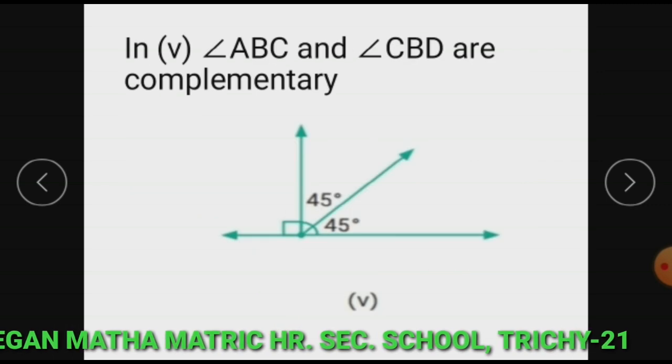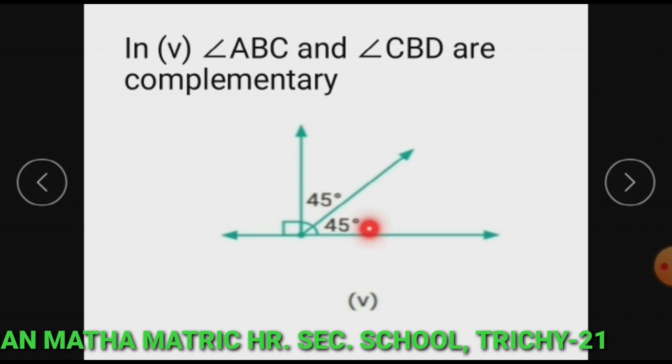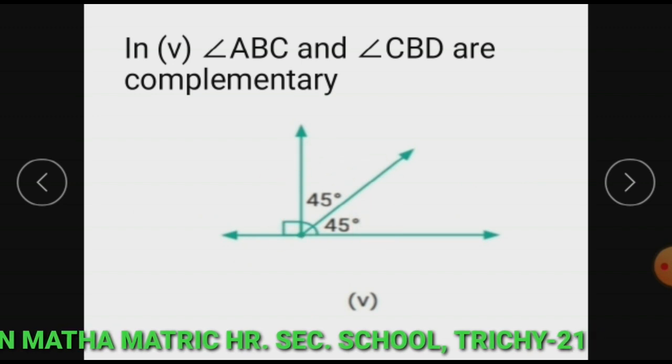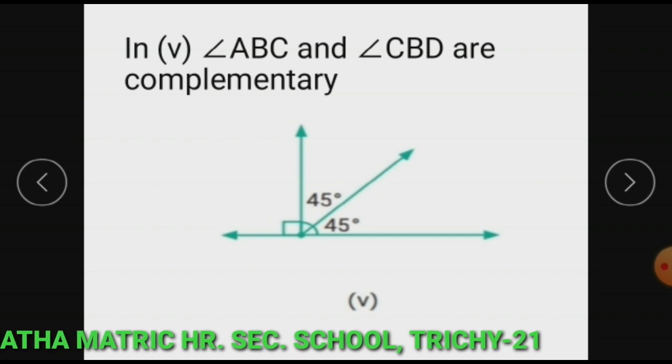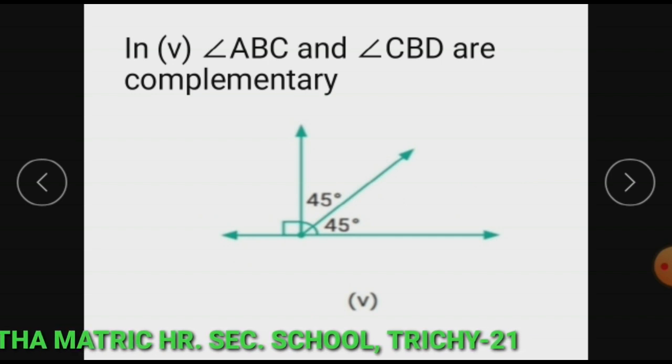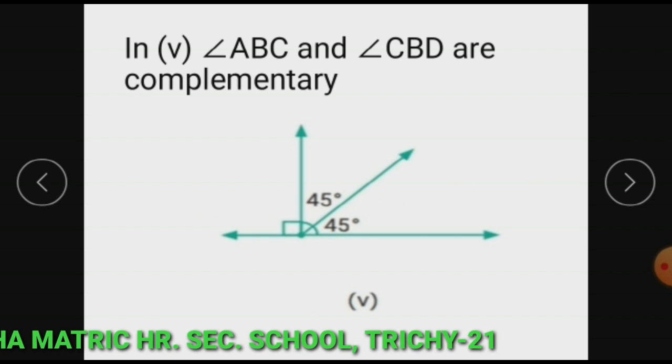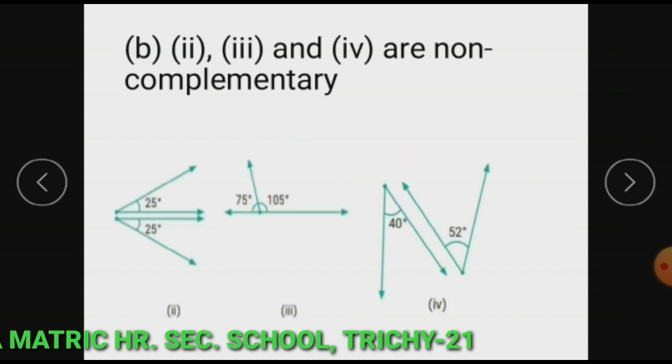In figure 5, the given angles are 45 degree and 45 degree. So the given angle 45 degree plus 45 degree, we get 90 degree. So the given angles are complementary.